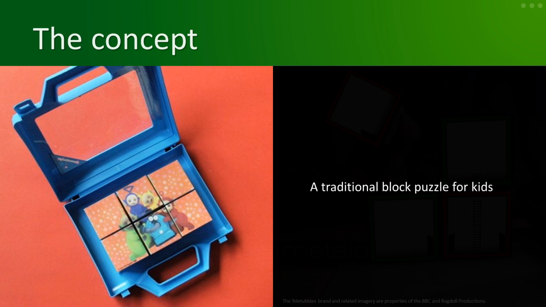Included in the box are 6 cubes. On each side of a cube, a part of an image has been printed. Using these cubes, you can recreate one of 6 different images. It's a cool invention, but it can get boring pretty quickly.